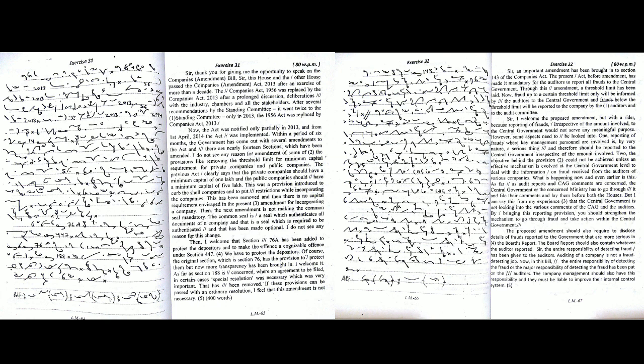I do not see any reason for amendment of some of the provisions, like removing the threshold limit for minimum capital requirement for private companies and public companies. The previous Act clearly says that private companies should have a minimum capital of 1 lakh and public companies should have a minimum capital of 5 lakh. This was a provision introduced to curb the shell companies and to put restrictions while incorporating the companies. This has been removed, and there is no capital requirement envisaged in the present amendment for incorporating a company.